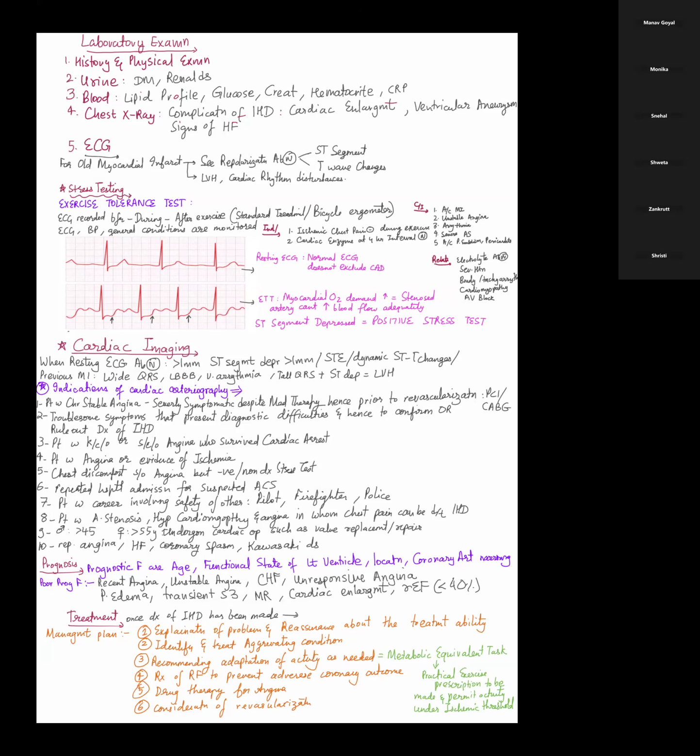Then we do the cardiac imaging. When the resting ECG is abnormal, with more than 1 mm of ST segment depression or ST elevation or dynamic ST-T changes, then we do the cardiac arteriography. Its indications are patients with chronic stable angina who are severely symptomatic despite medical therapy, and troublesome symptoms with diagnostic difficulty.